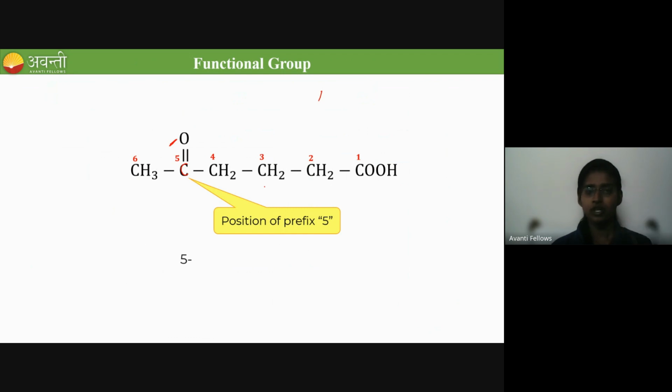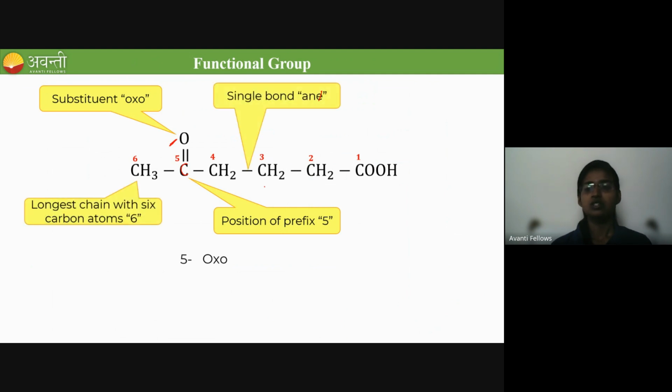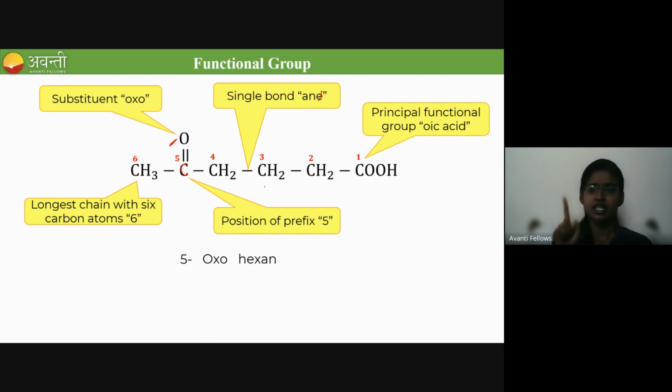The prefix for ketone is oxo. So now ketone is acting as a substituent, since it is going with the second priority. So it is 5-oxo, and the longest chain has 6 carbons with carbon-carbon single bonds. So it is 5-oxohexane. Very good. And the main functional group is carboxylic acid, in the first position. So it is hexanoic acid or hexane-1-oic acid.